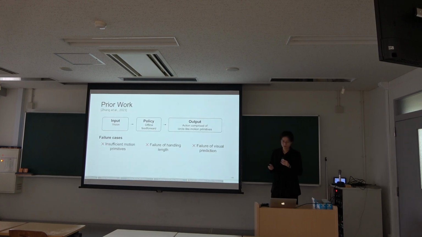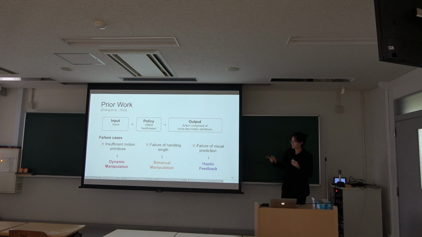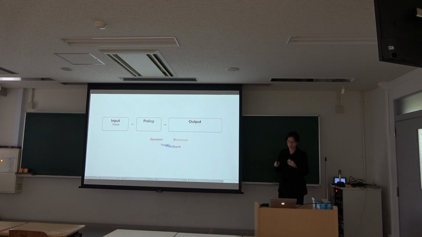First, let me talk about the limitations and failure cases of my last open-loop policies. First, the circling motion primitives may not be sufficient for complex cases. Also, the failure cases in handling length and the poor vision predictions are problems. To address these problems, we propose to use dynamic manipulation, bimanual manipulation, and haptic feedback.